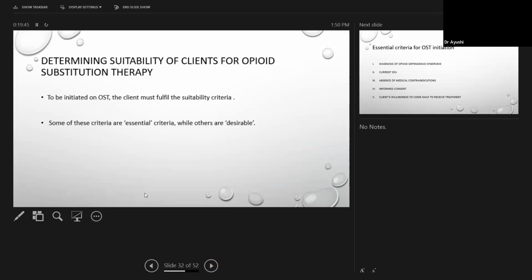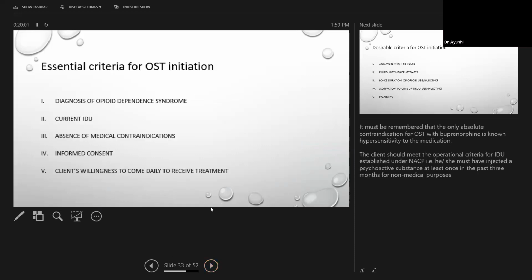Then determining the suitability of the patient for opioid substitution therapy. To be initiated on opioid substitution therapy, the patient must fulfill the suitability criteria, which is divided into essential criteria, while the others are desirable. Under the essential criteria for opioid substitution therapy, first of all what is needed is diagnosis of opioid dependence syndrome, then current injectable drug use, absence of medical contraindication, informed consent, and the patient's willingness to come daily to receive the treatment.